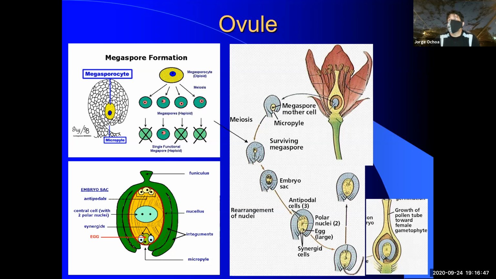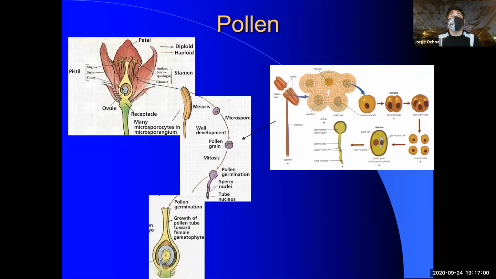So cells are going to multiply. They're going to go haploid, meaning that they're going to have half the genetic material from the mom, and then the other half will be from the dad. So this exact process is going to occur for the pollen.